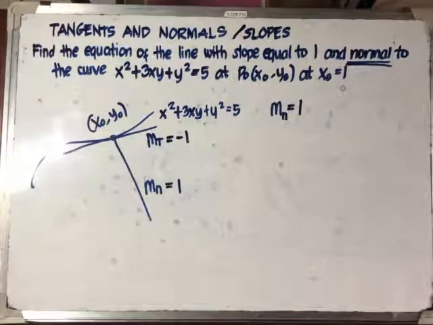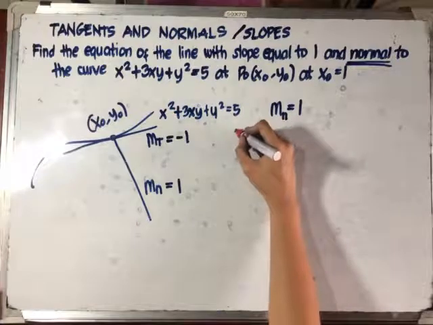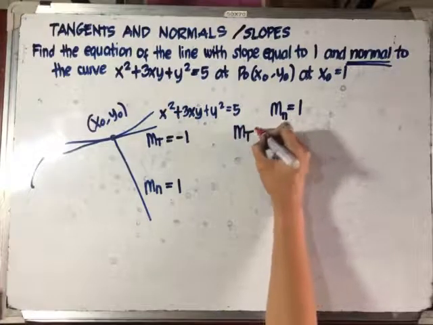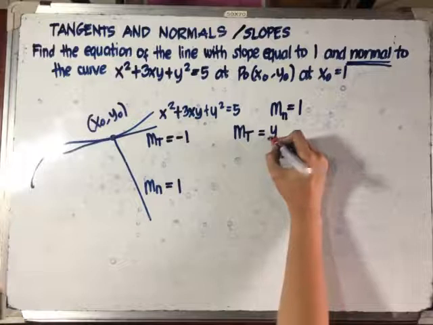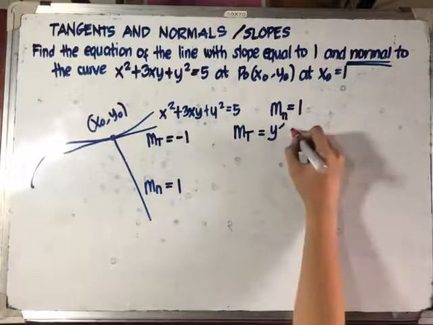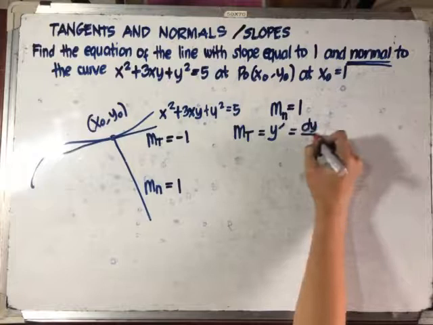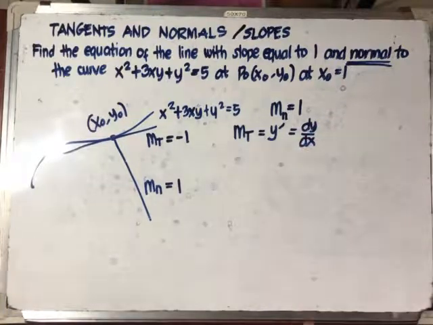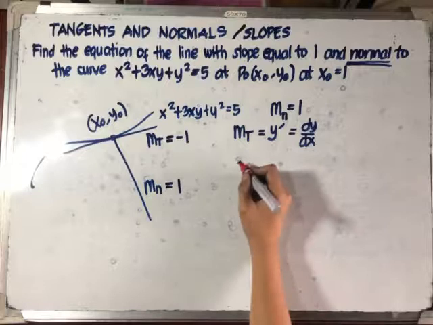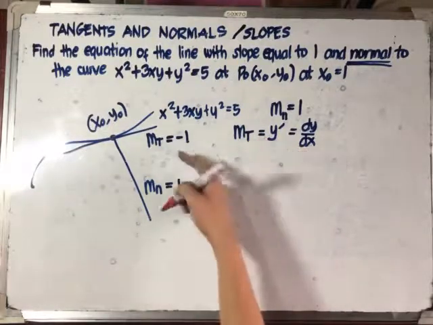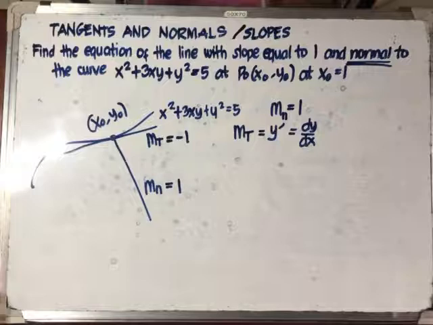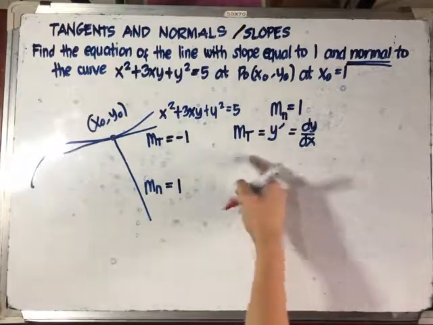I hope you agree that the slope is negative 1. When computing derivatives and getting the slope of the line, what we really know is that the slope of the tangent line is equal to y prime, which is equal to dy over dx. If that is so, can I say that y prime should be equal to negative 1? Yes, because of this equation that we put there.